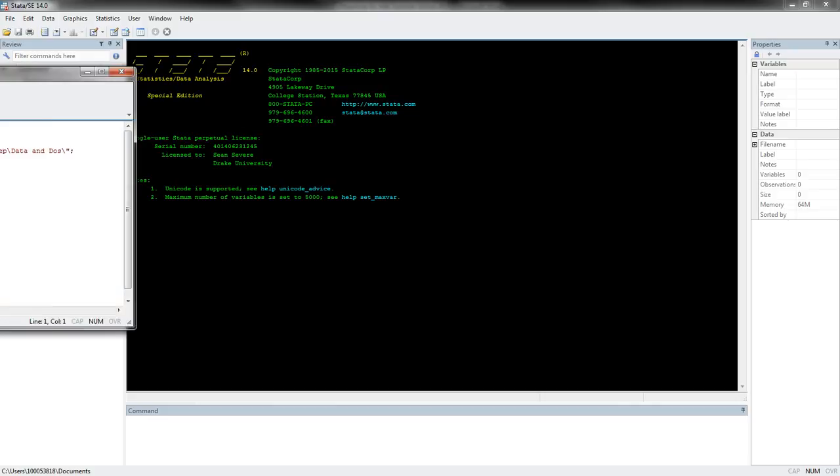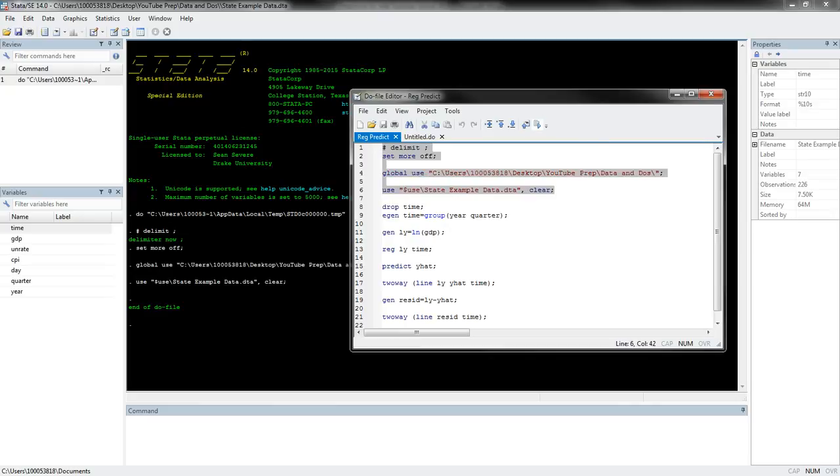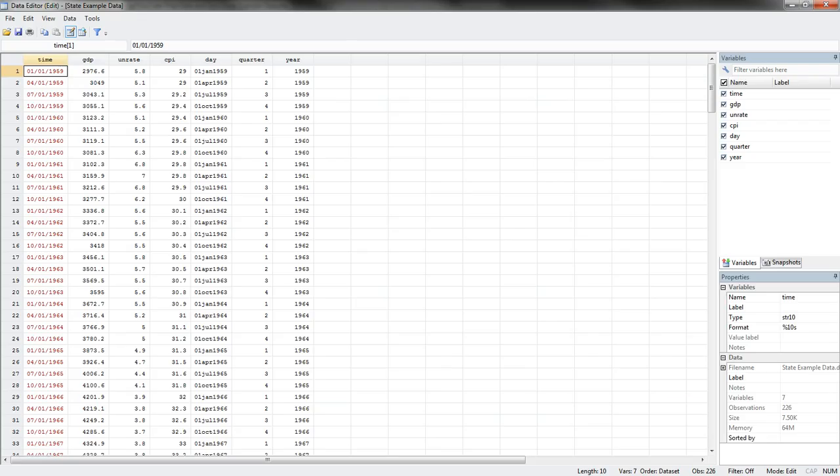So to start with, I'm going to use the example that has GDP, unemployment rate, and the CPI in it. I have it named state example data. It should be Stata example data, but I must have misspelled it. So I'm just going to go in, and the first thing I'm going to do is load the data. And if we look at it, I have a time string, real GDP, unemployment rate, CPI. I converted it into a day, obviously, and then I have the quarter and the year.